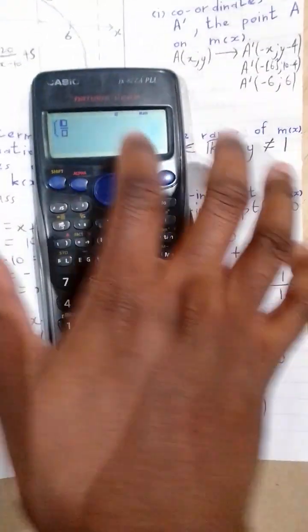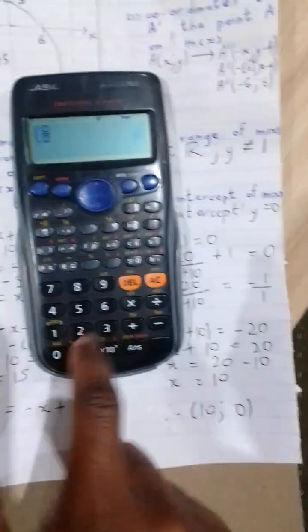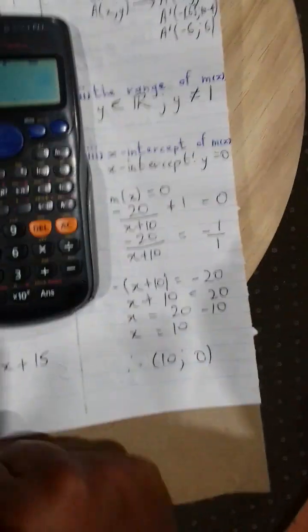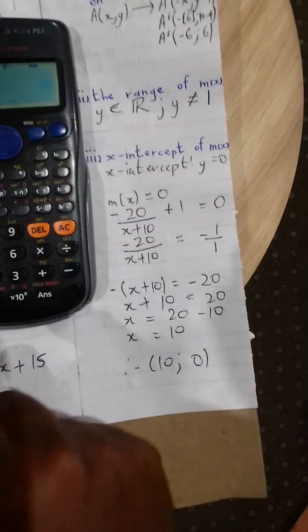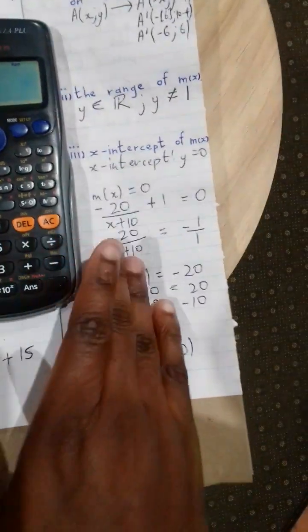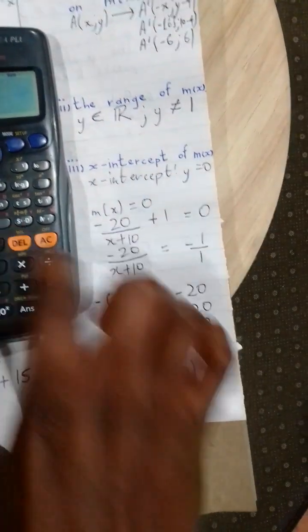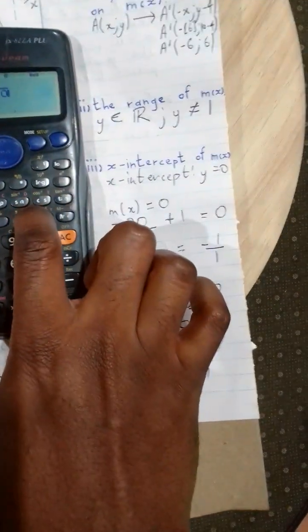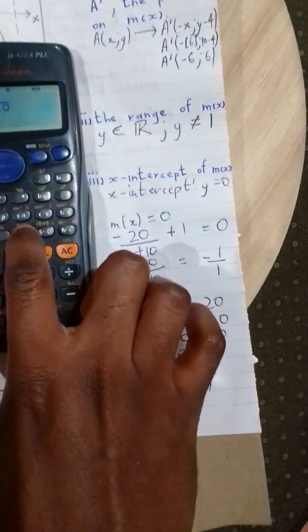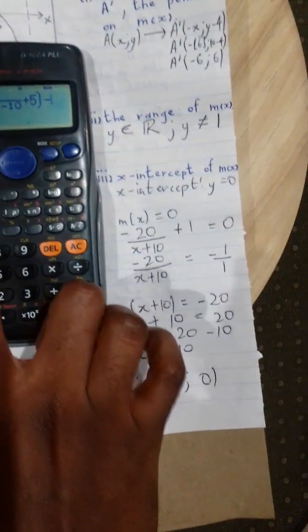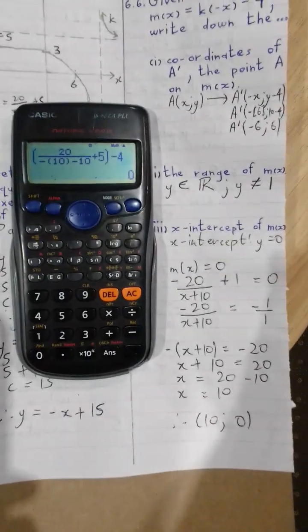So M of x is, we can use the original equation, 20 over negative 10 minus 10. Zero. Aha. There it is, so that is correct.